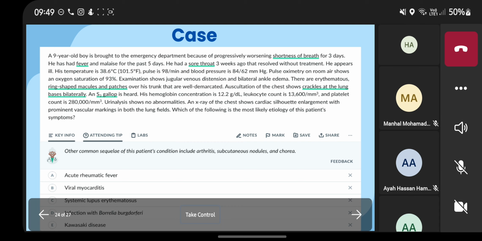So again, in this presentation or this case, the hints have been given already, such as the shortness of breath, sore throat for 3 weeks, and the crackles, bilateral pitting edema on the ankles, as well as the rash that is on the patient's skin. And all of these are the manifestations of acute rheumatic fever disease.